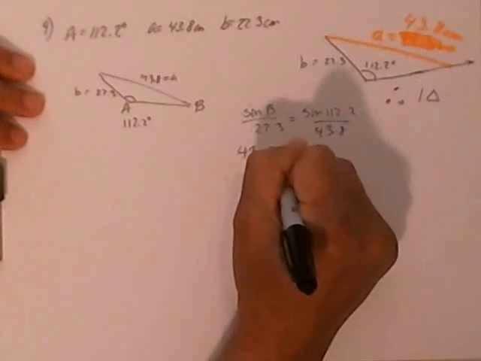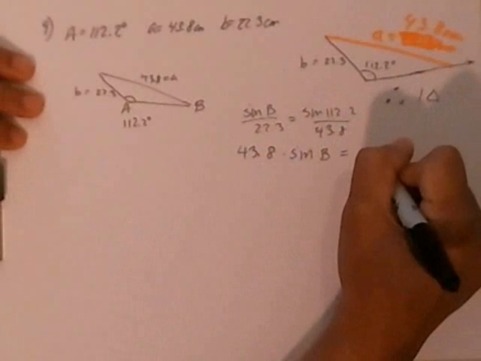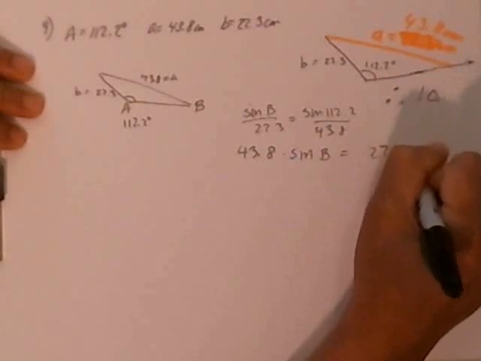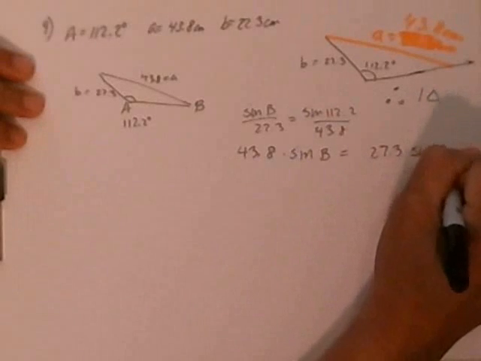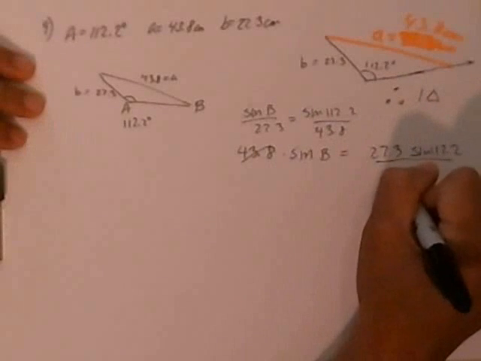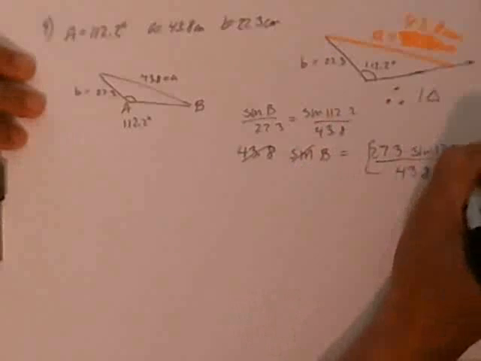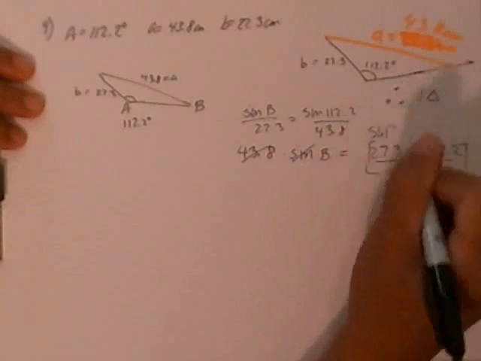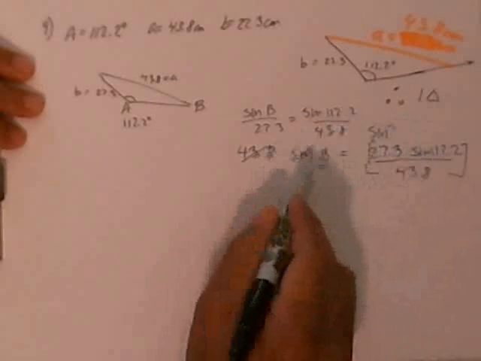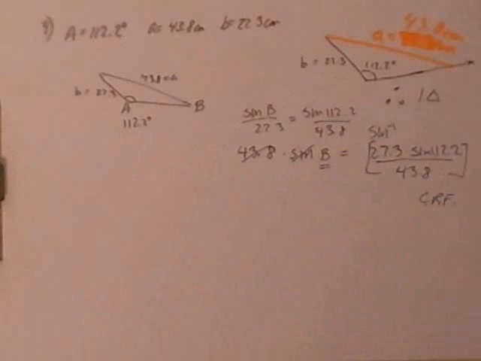43 times 0.8 times the sine of angle B is equal to 27.3 times the sine of 112.2. To get rid of 43.8, we divide by 43.8. To get rid of the sine, we take the sine inverse of that. So angle B is that in CRF, calculator ready form. Use the calculator ready form, and then you just punch it out in your calculator. You'll end up with angle B.